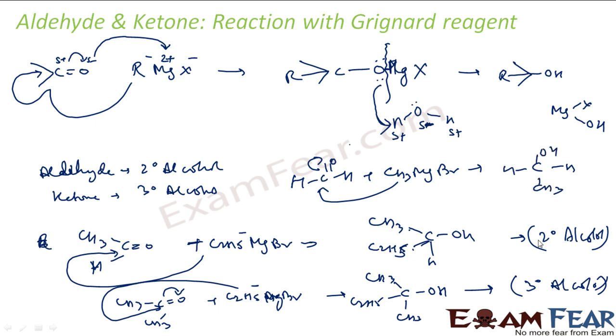So I get 1 degree or 2 degree alcohol. If it is formaldehyde, I get 1 degree. If it is any other aldehyde, I get 2 degree alcohol. For ketones, I always get 3 degree alcohol. This is the reaction mechanism, a pretty easy reaction mechanism. We have seen this kind of reaction so many times. The good thing about Grignard reagent is R minus is a very good nucleophile.